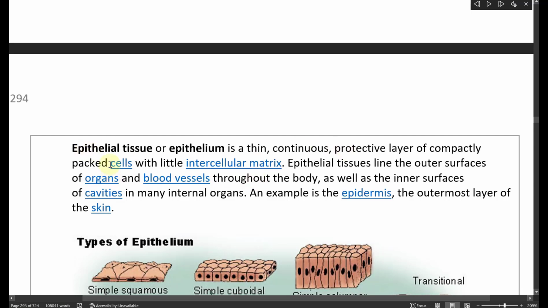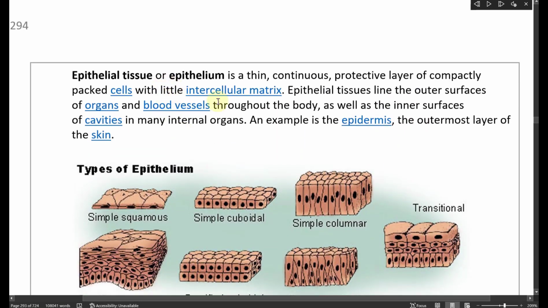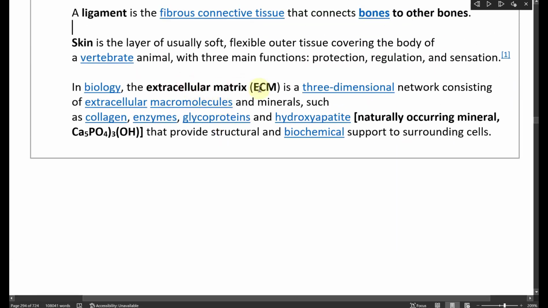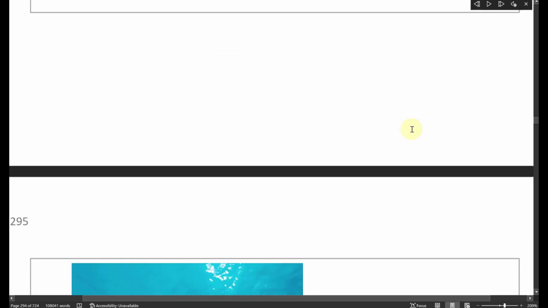So in biology, the extracellular matrix, because remember, when we discussed epithelial tissue, a thin, continuous protective layer of compactly packed cells, it has little extracellular matrix. So the extracellular matrix is a three-dimensional network consisting of extracellular macromolecules and minerals such as collagen, enzymes, glycoproteins, and hydroxyapatite, which is a naturally occurring mineral, Ca5(PO4)3(OH), that provides structural and biochemical support to surrounding cells. Very interesting setup.